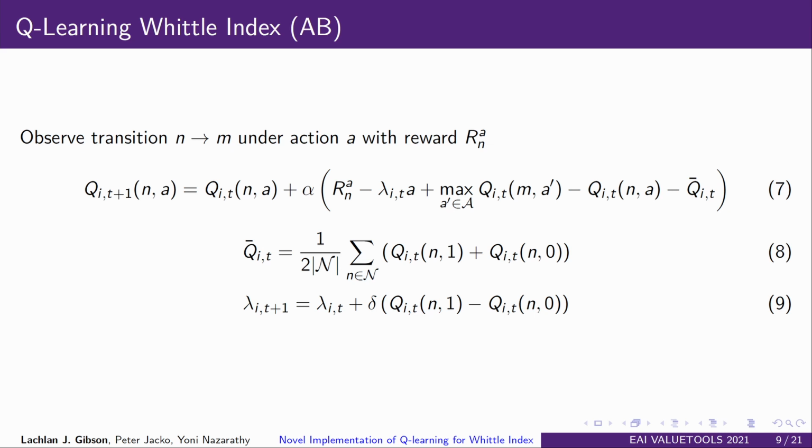The Whittle index estimates are updated via equation 9, which increases the estimate in proportion to the difference in estimated active and passive Q values. Delta is the Whittle index learning rate, and generally should be smaller than alpha.